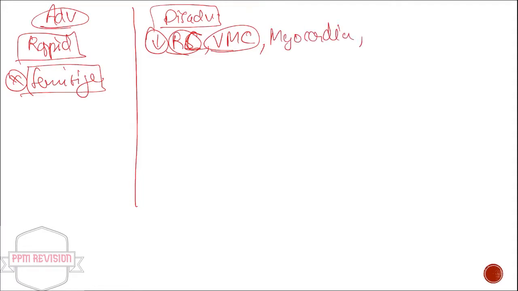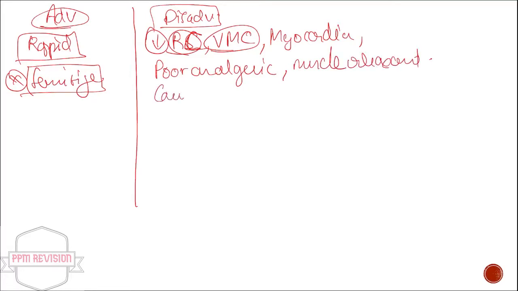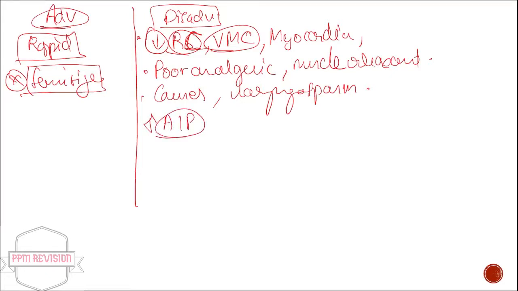It is a poor analgesic as well as a poor muscle relaxant. It causes laryngospasm, and it also precipitates acute intermittent porphyria. If you remember, this was also discussed in the previous video. Now moving on.